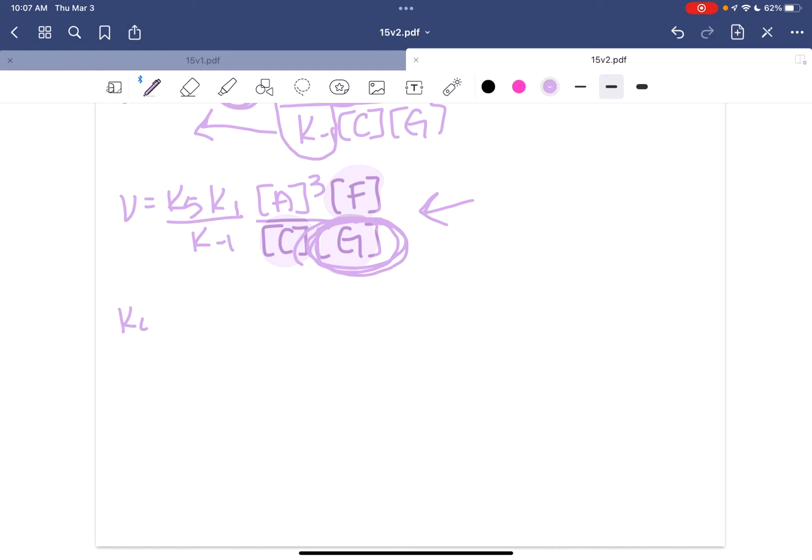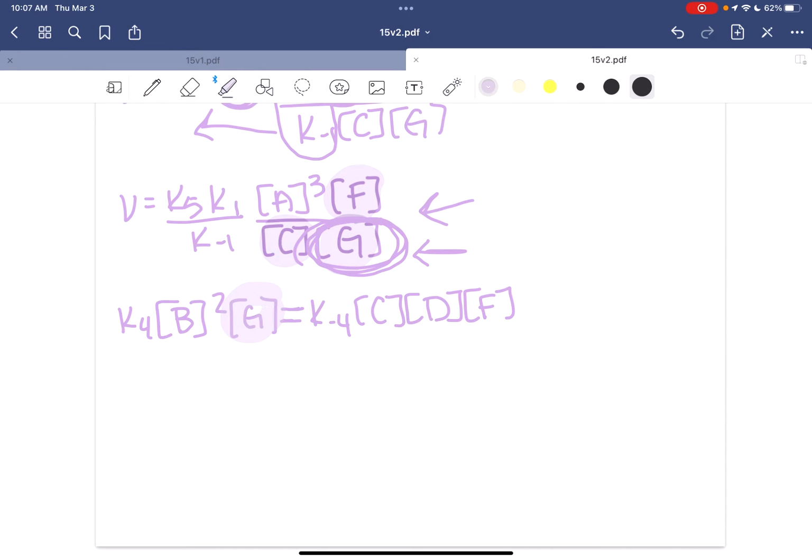And that's K4 times the concentration of B squared times the concentration of G. And that's equal to the backwards reaction, which is K minus 4 times C times D times F. And so we want to substitute in just for G. So that is what we're going to isolate here.